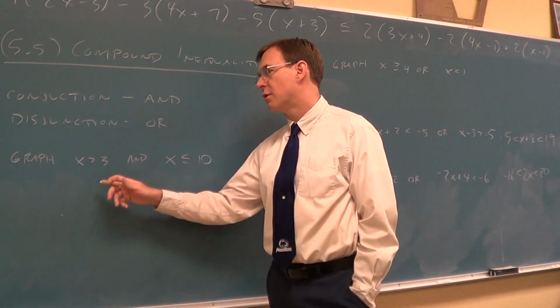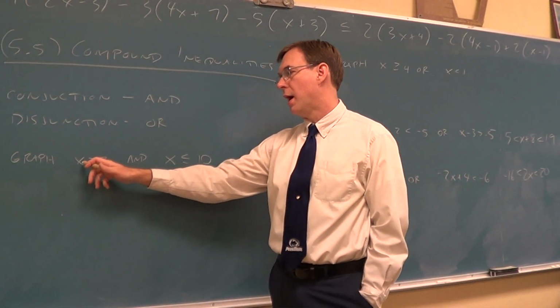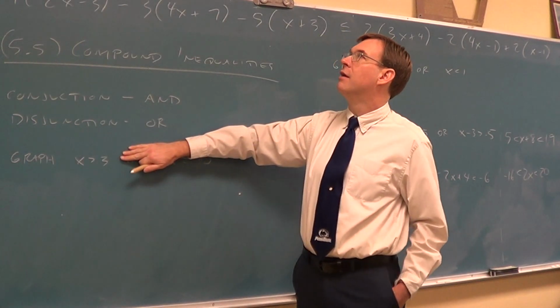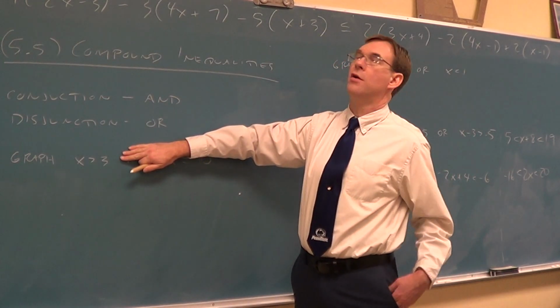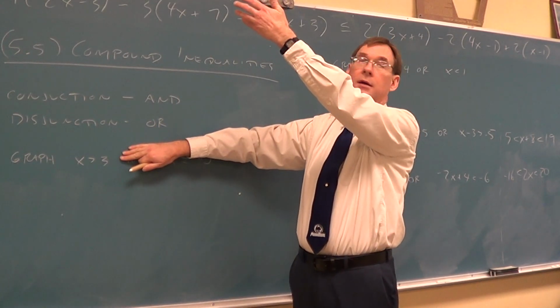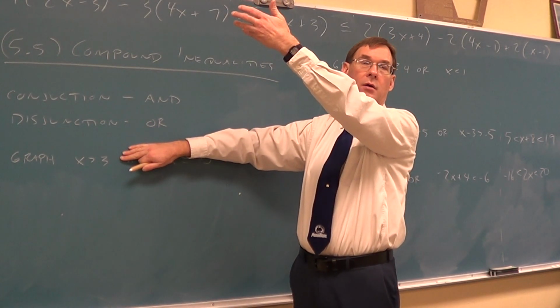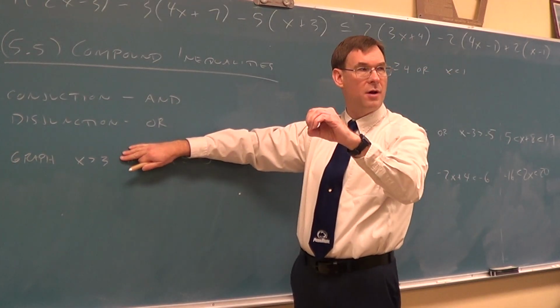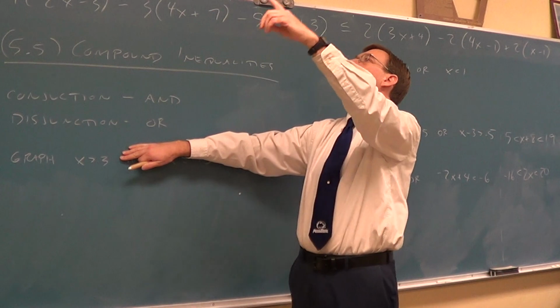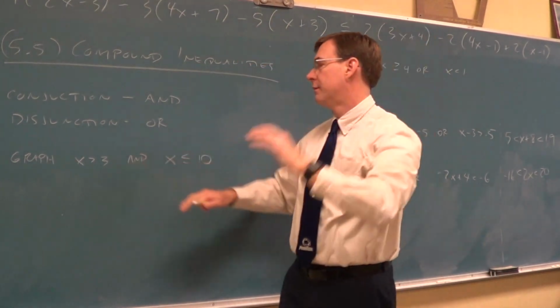So if I ask you to graph the part of the number line where x was more than 3, let me just do that for now. If I want to say x more than 3, where are we on the number line? 3, and everything to the right. Would you fill in that dot or no? No, because there's no equal. So not 3 itself, but all of that stuff.